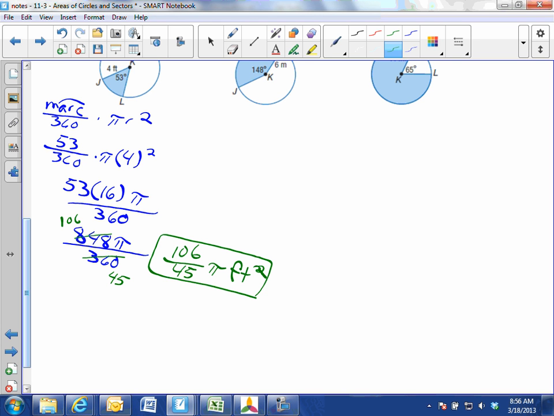Do you guys feel like we need to do the other two examples? We just got it. No. I'm doing the other ones as well. Okay, we can do it.